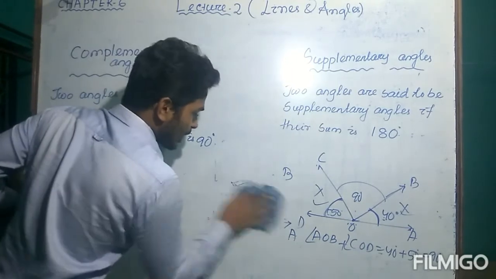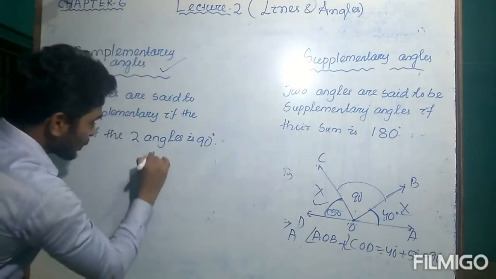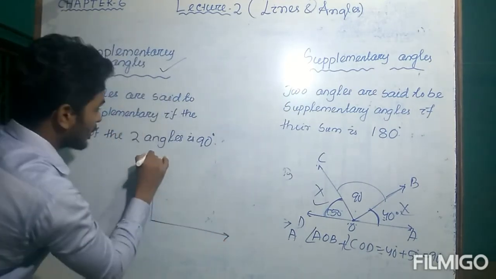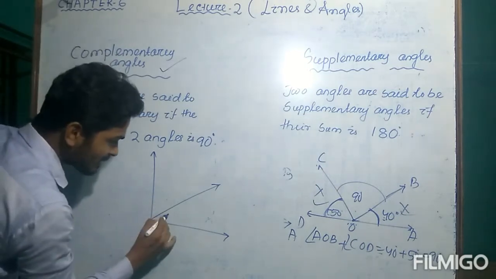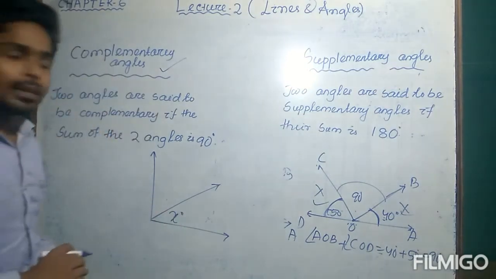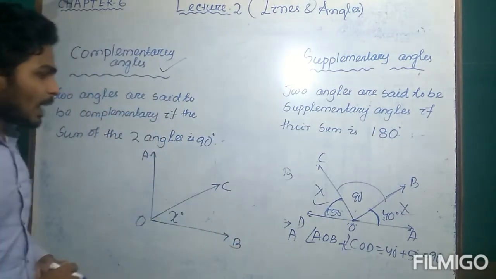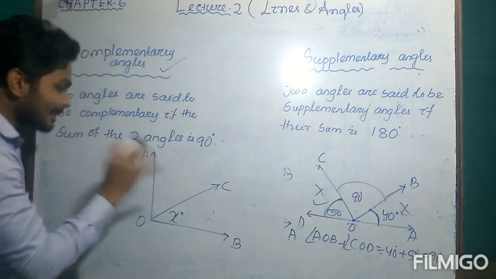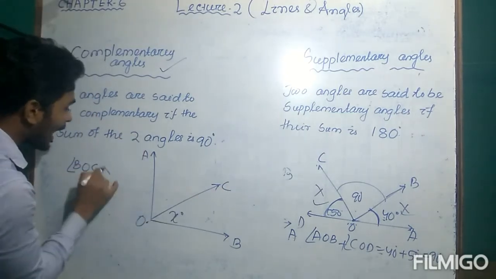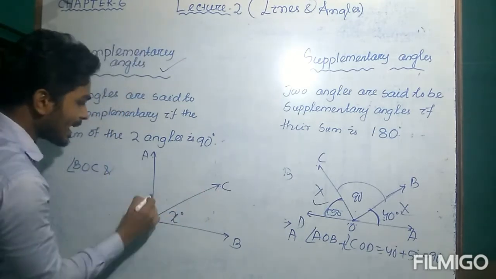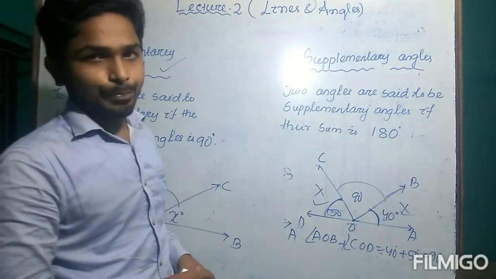Let us take an example of two complementary angles. Suppose these are two angles, two adjacent angles. Suppose this angle is x degree. Okay, A, O, B, C. Now it is given in the question that angle BOC and angle COA are complementary. It is given.